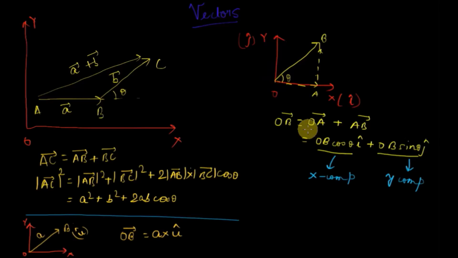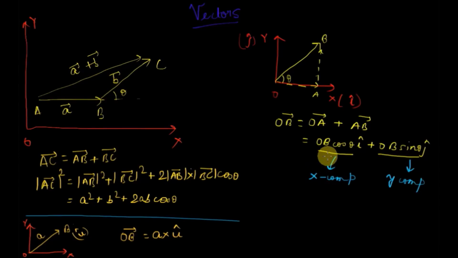Then I can write the OA vector as the magnitude of OA, which by trigonometry is OB cos theta, times the unit vector along OA, which is i cap, and I can write AB as OB sin theta j cap. So OB cos theta is the component of OB along the x direction, and OB sin theta is the component of OB along the y direction. So this is how we do the resolution of vectors along the axis. Now this is very important. We will be using this resolution concept extensively in the subsequent topics.